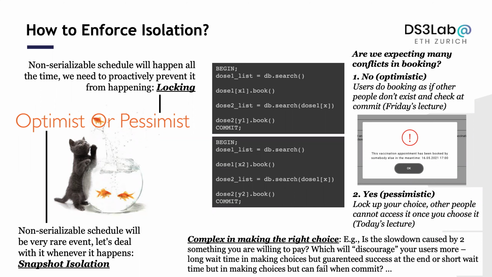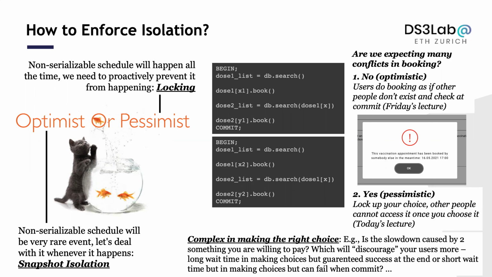You could wait a long time in making choices, but at the end of the day, as long as you make the choice, you're guaranteed to succeed. Or you are very quick in making all those bookings, but at the end of the day, it can fail and you need to try again. So it's not really clear which one will discourage your user more. It's a very complex problem. When you go to the real world, we are dealing with millions of users doing the same thing at the same time. So in this course, we are focused on the technical side.